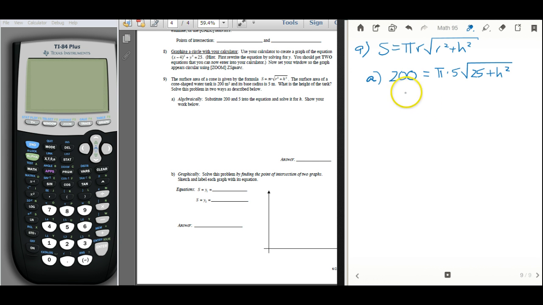Okay, so first we got to divide both sides by this pi times 5 that's right here to get the radical isolated. Then we can worry about the radical. So divide both sides by 5 pi. And over here, it looks like I get 40 over pi is equal to square root 25 plus h squared. Now, to get rid of the radical, I square both sides.